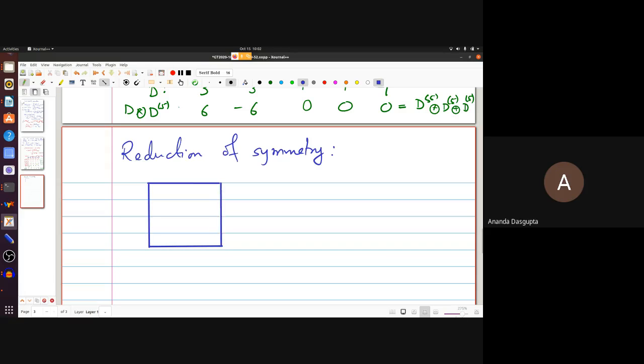So let's pretend that this is a square, and let's say something has happened to the square and it got distorted. It got distorted into a rectangle. Say maybe somebody squeezed it or something. Because the first thing that happens as a result is the symmetry gets reduced, right?